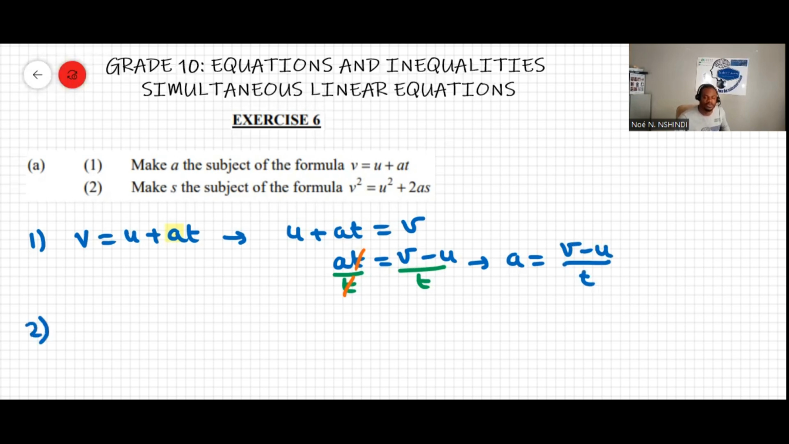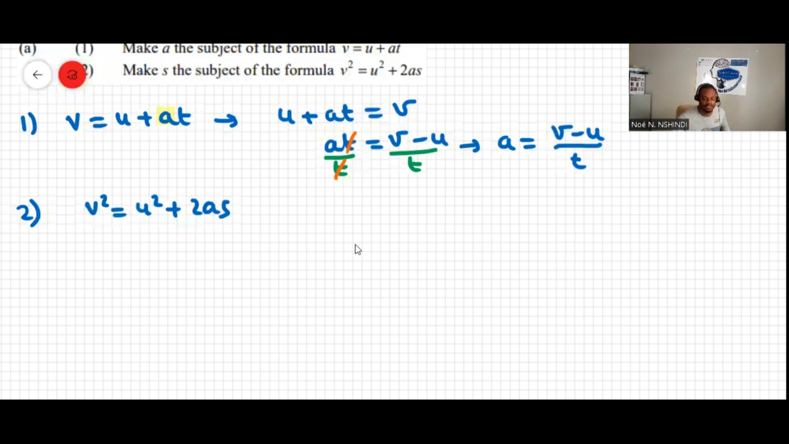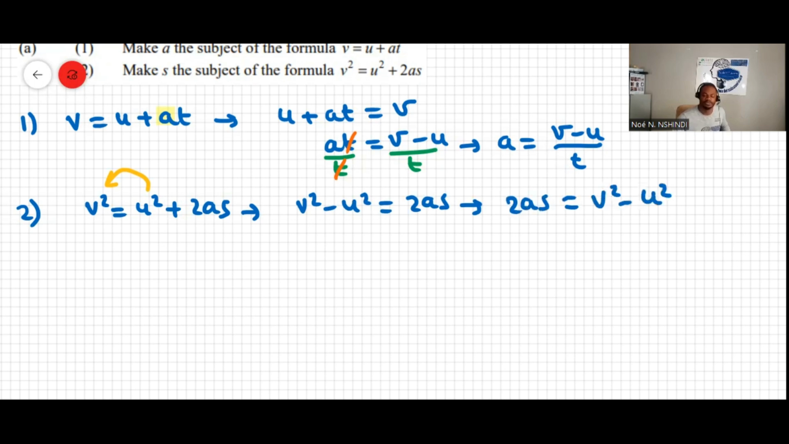And question 2, we need to make S, actually, the subject of the formula in the equation V squared equal to U squared plus 2AS. Now, over here, let's just move U squared over, okay? And that makes V squared minus U squared equal to 2AS. And then reverse the order of the equation. It's going to be like 2AS equal to V squared minus U squared, okay?